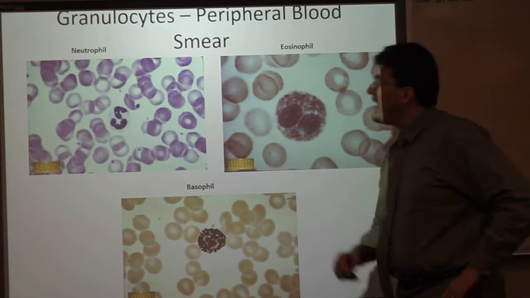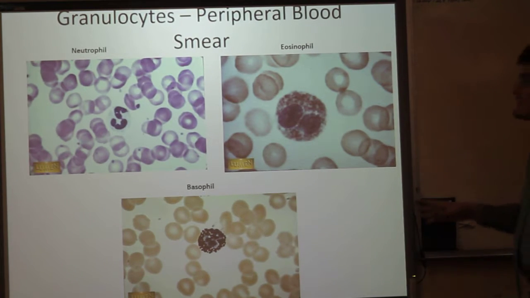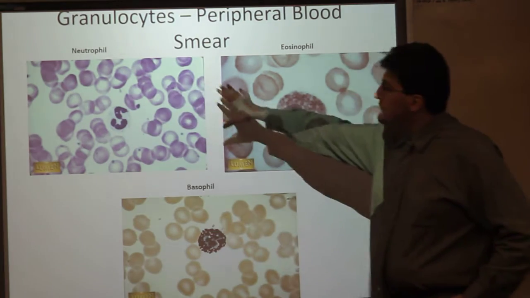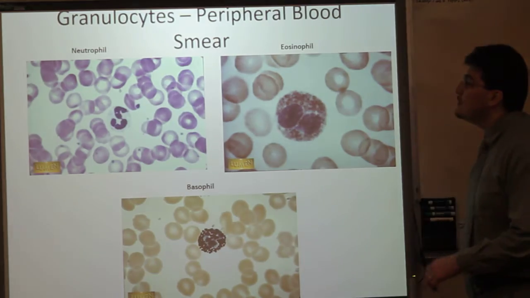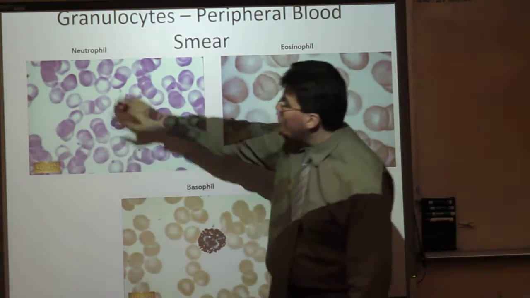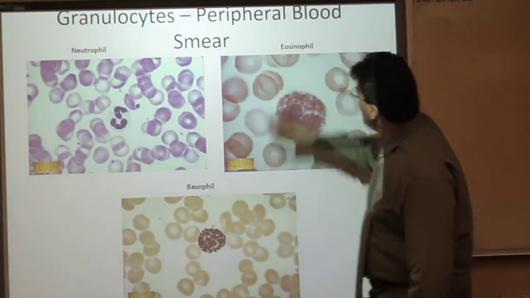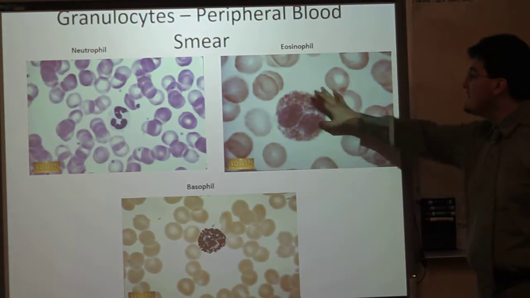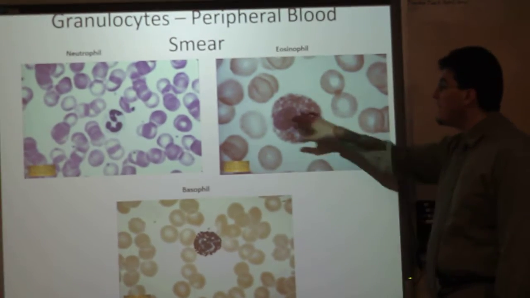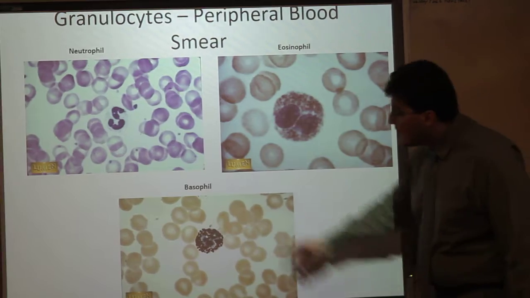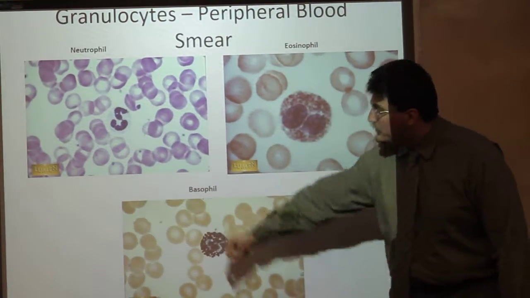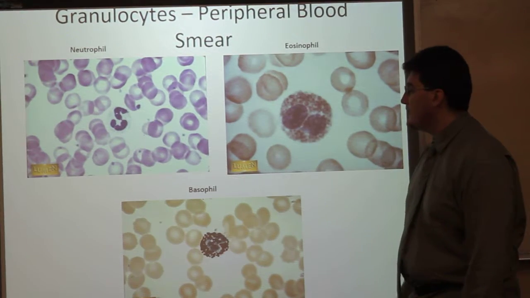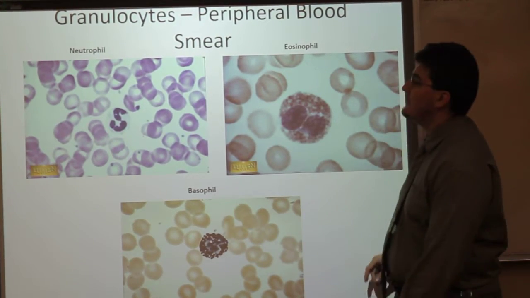All right. Now, granulocytes, neutrophils. This multi-lobed nucleus right there indicates that it is a neutrophil. Also the fact that there are no granules that stain. Eosinophil. We have eosinophilic staining granules with a bilobe nucleus. We have here a basophil. I see 1, 2, 3 lobes and blue staining granules. So that makes this a basophil.